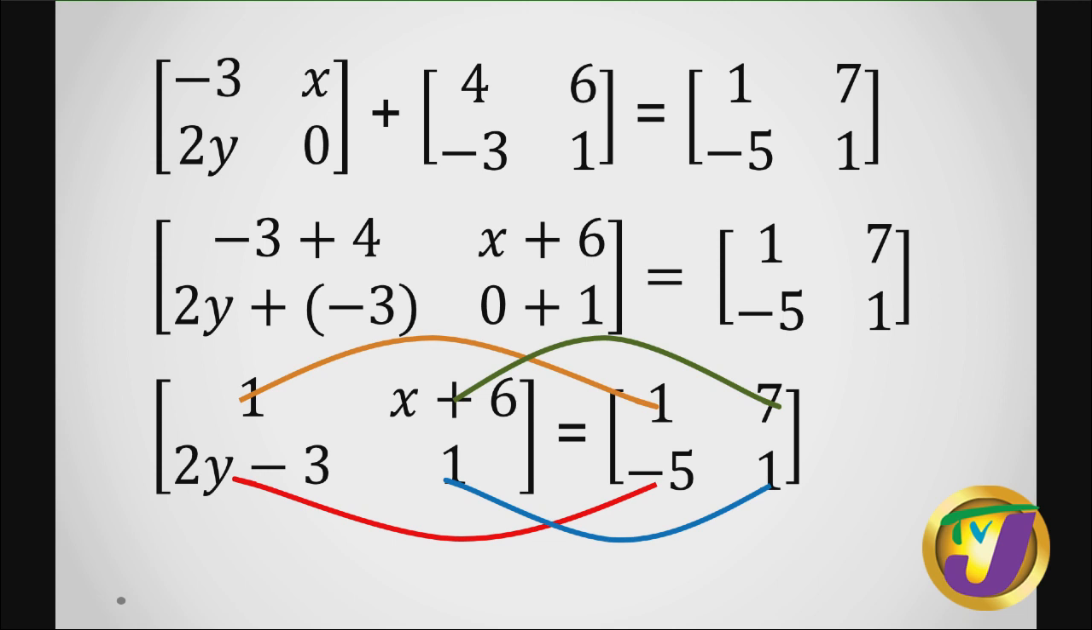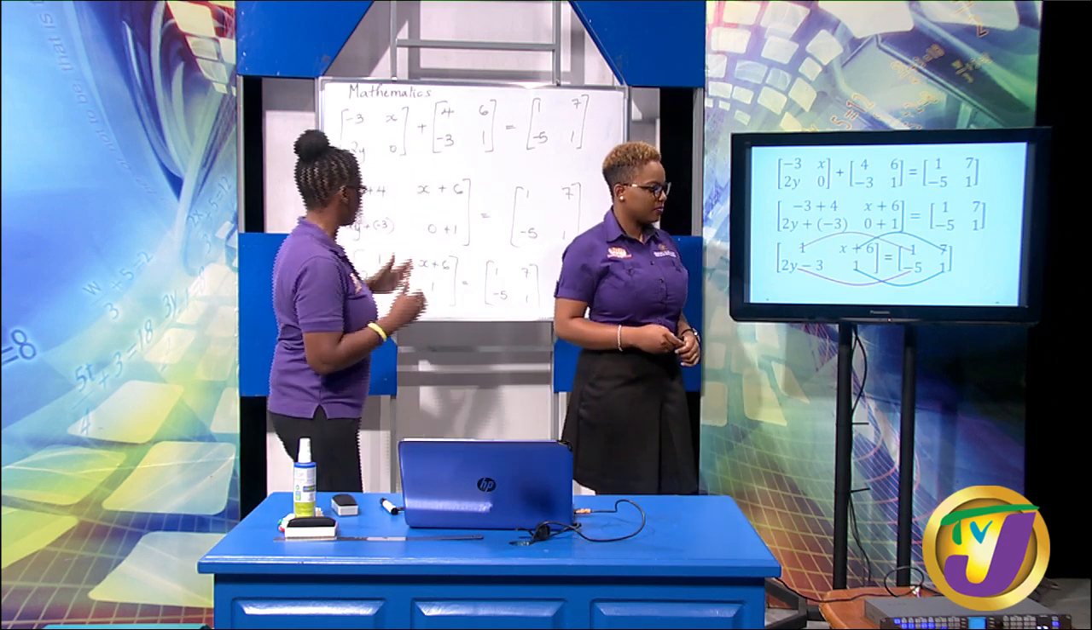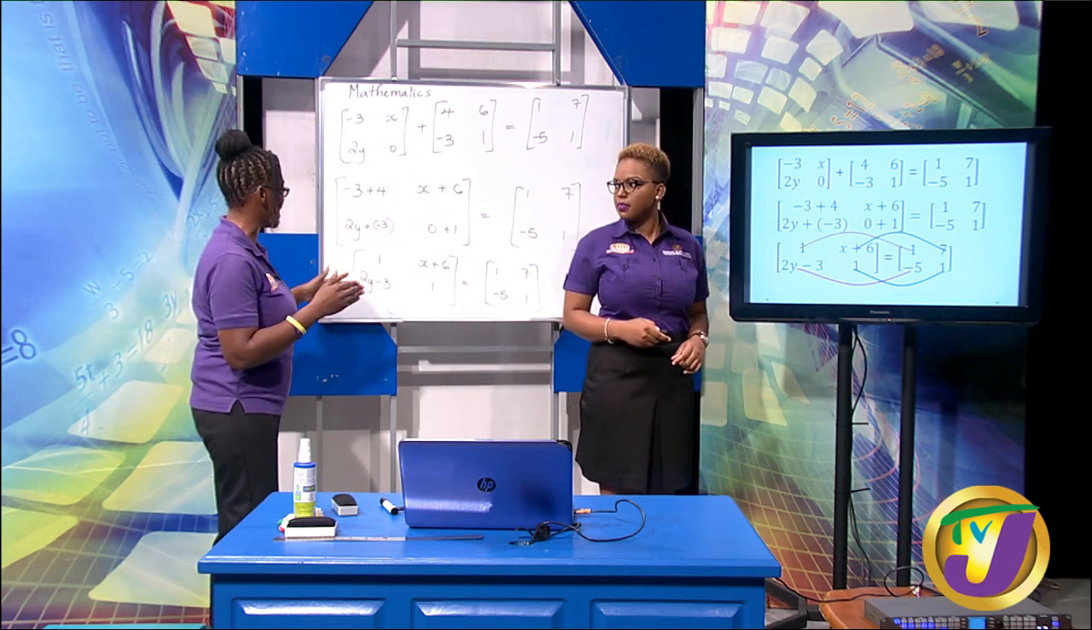As we said, we just want to ensure that our viewers understand that when we talk about equal matrices, they must meet two conditions. One, they must have the same dimensions or order. And also their corresponding elements must be equal. So we're not finished yet because the question wants us to find x and y.